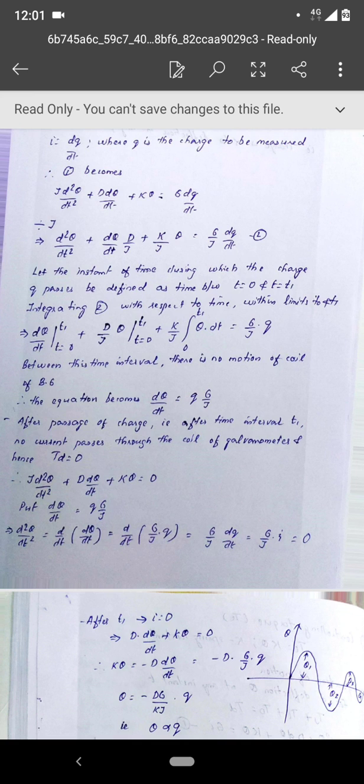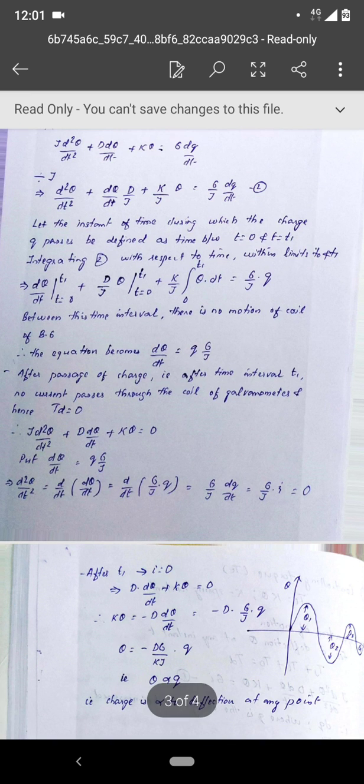Now after the passage of charge, the equation gives d theta by dt equal to q G by J, because theta is equal to 0 in the time interval 0 to t1. After the passage of charge, that is after time t1, no current passes through the coil of the galvanometer, and hence Td is equal to 0. So i is equal to 0, no charge, q is equal to 0, so the RHS is equal to 0. The equation becomes J d square theta by dt square plus D d theta by dt plus k theta equal to 0.